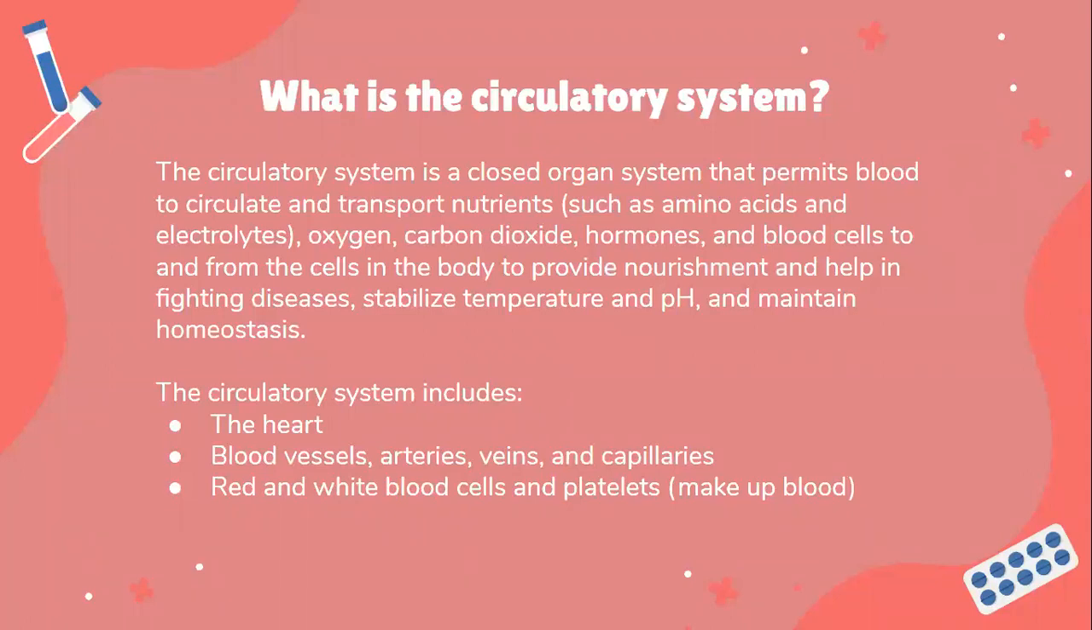So basically it's a closed organ system that permits blood to circulate and transport nutrients, such as amino acids and electrolytes, oxygen, carbon dioxide, hormones, and blood cells to and from the cells in the body to provide nourishment and help in fighting diseases, stabilizing temperature and pH, and maintaining homeostasis. So it plays a very huge role in your body. Without it, you would die.